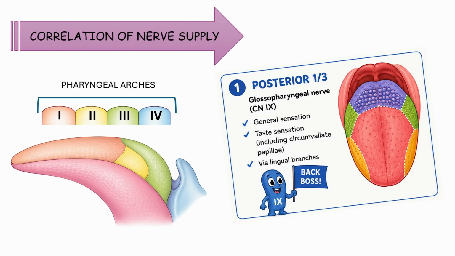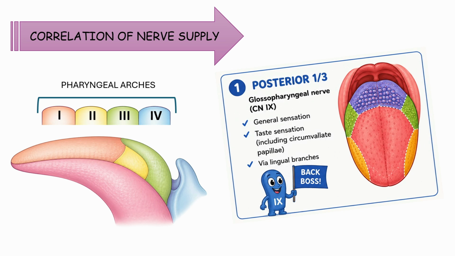We have seen that the mucosa of the tongue mainly develops from 5 different swellings, and we have the muscles developing from the occipital myotomes. Now the nerve supply also is different here. So it is very important to understand what the nerve supply is in relation to the embryological development.